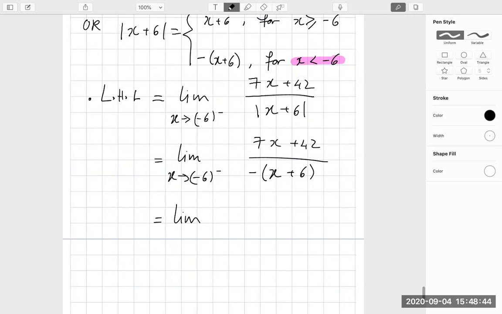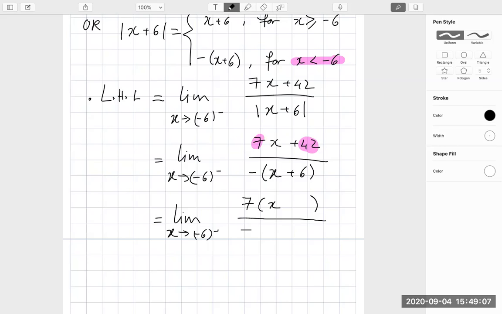Now, what should we do with the numerator here? Like factor it out? Yeah, we can factor. If we factor 7 out, what do we have?